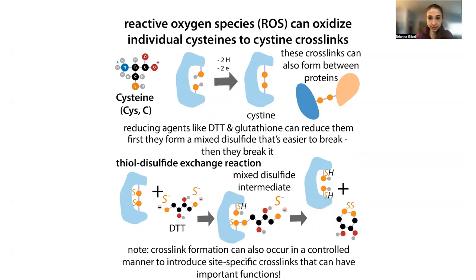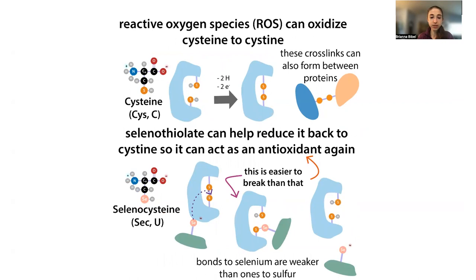And so we can talk about cysteine-cysteine bonds, these disulfide bonds. Sometimes we call these cross-links, but there are other types of cross-links as well. What can happen is that reactive oxygen species, typically through intermediates, get the cysteines to form these cross-links. And then you can break up these cross-links using things with cysteines, and when you do it with selenocysteines, that's going to be easier.